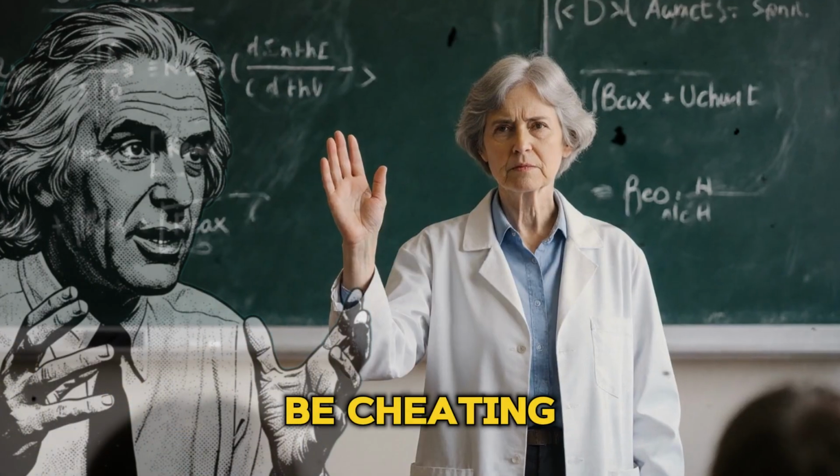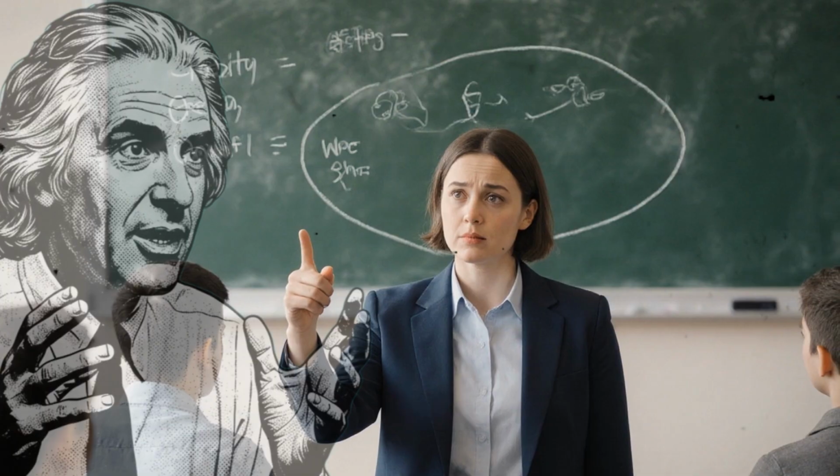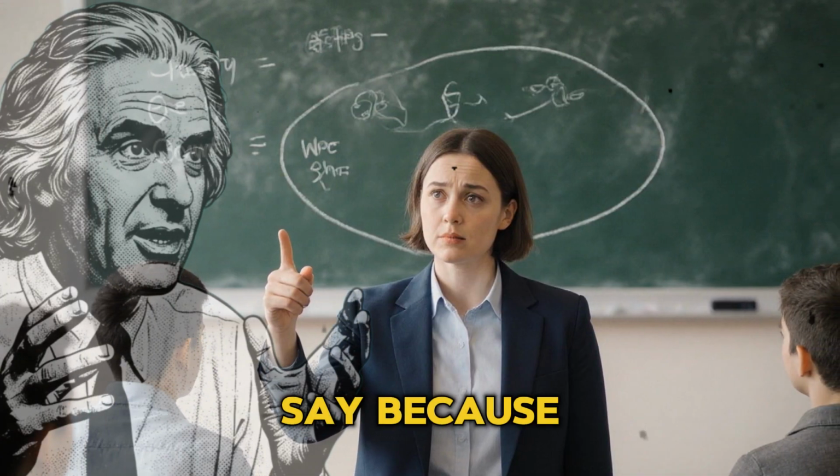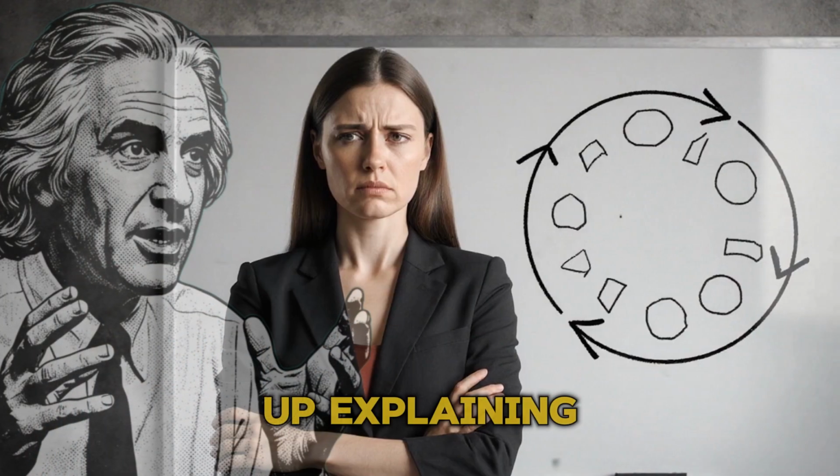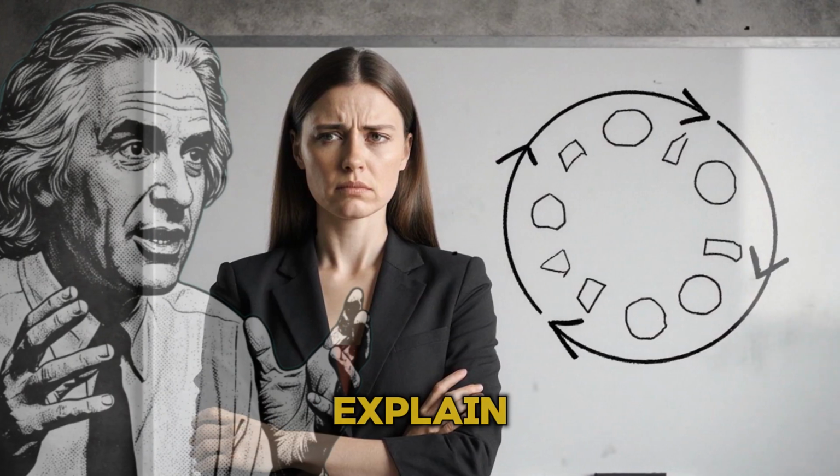But I'd be cheating you if I left it there. Because now you'll ask, well, why is the electron a magnet? And I'd have to say because it has spin, you see? I'd end up explaining the magnet with the very thing I was trying to explain with the magnet.